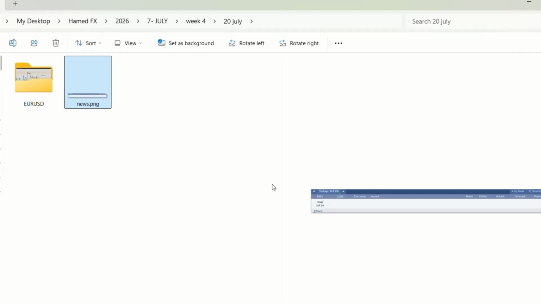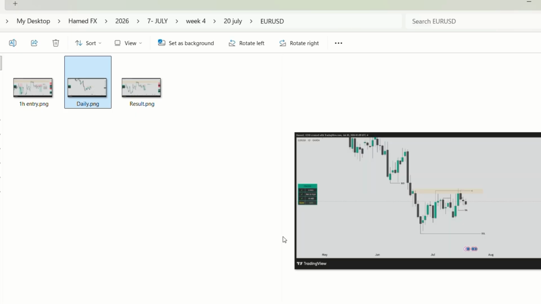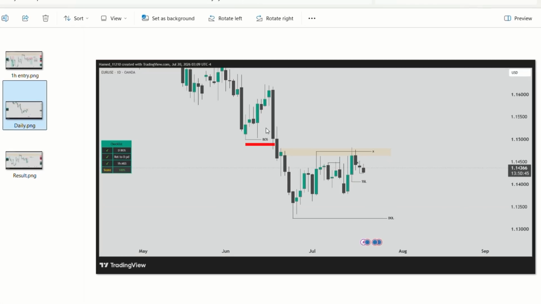As you can see, this is Monday, 20 July, no news. We can see the Euro USD. This is how the daily looks. We have a clean breakup structure, retrace back to this daily bearish order block, taking a lot of this liquidity. That is a consolidation high. Manipulation ended, and right now it is in the distribution phase.